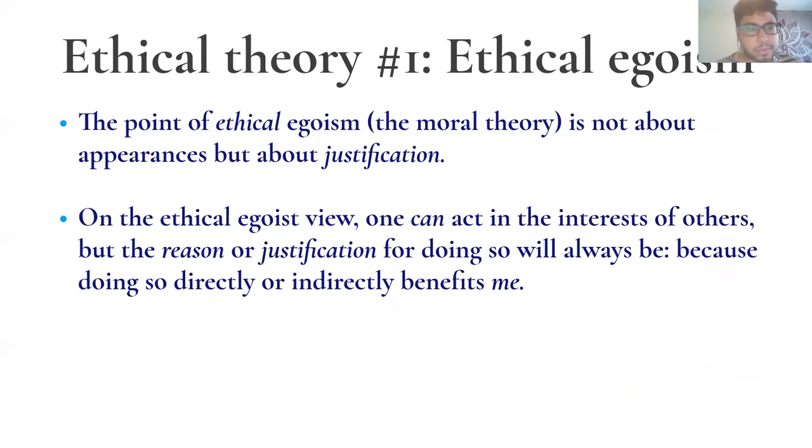So just to reiterate, the point of ethical egoism, the moral theory, is not just about appearances, but about justification. It's not about pretending to be or trying to be more selfish than you really are. It's about what makes right things right and wrong things wrong, which in ethics is a term we'll call justification. Why should we do what's right or avoid doing what's wrong? From the ethical egoist perspective, the reason why we should act in these ways is because it benefits ourselves ultimately.